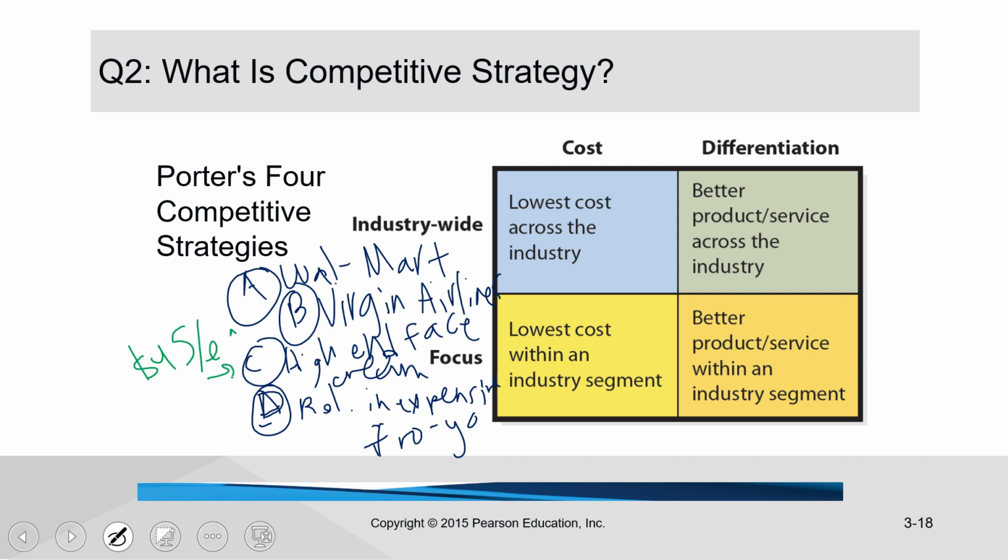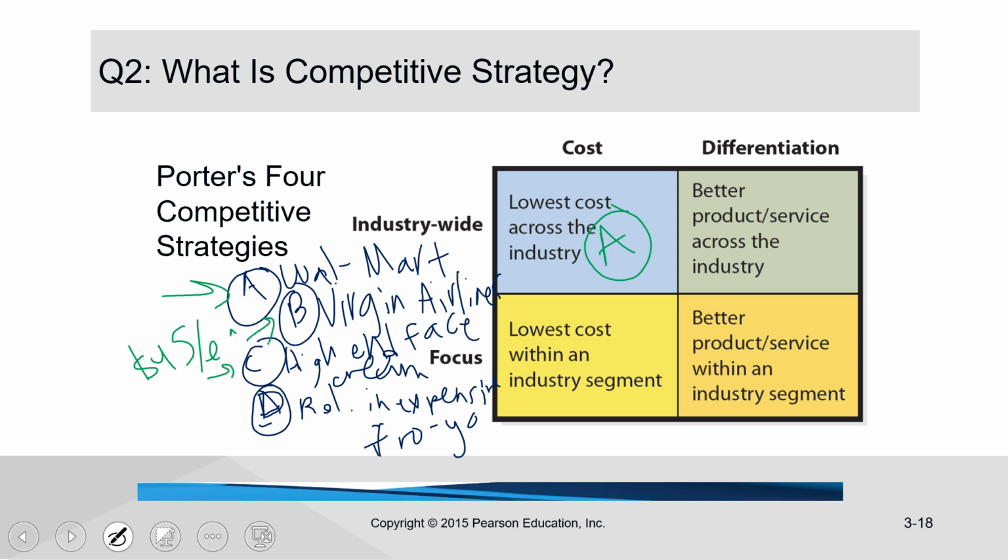So Walmart, where would we put Walmart's competitive strategy? Well, for the whole industry of supermarkets, Walmart is the low-cost leader. So we could probably say Walmart would fall into this category here of competitive strategies. Low-cost leader industry-wide.